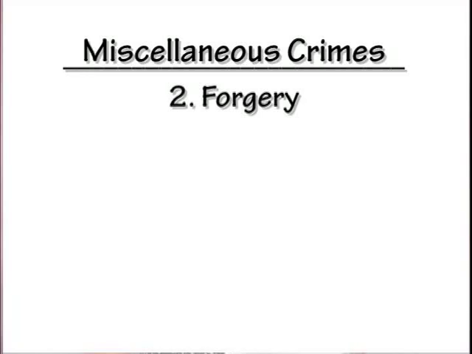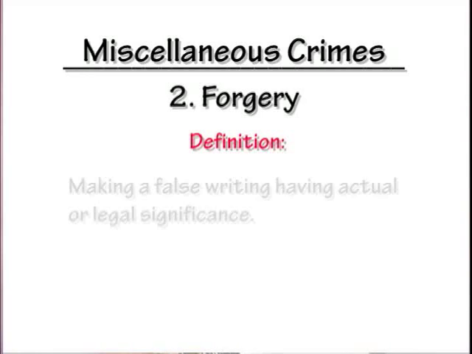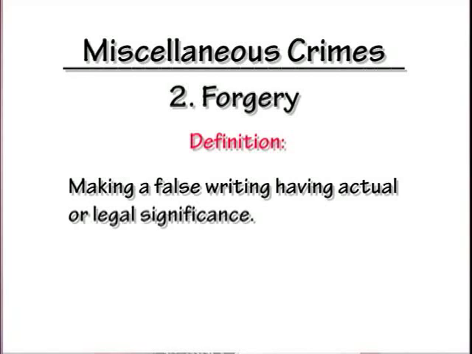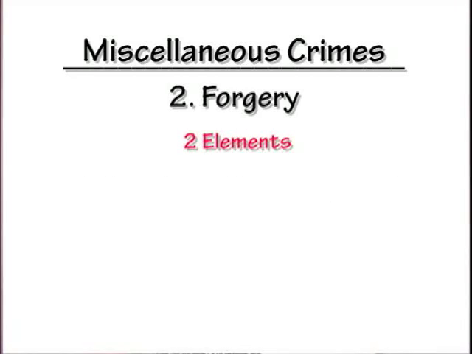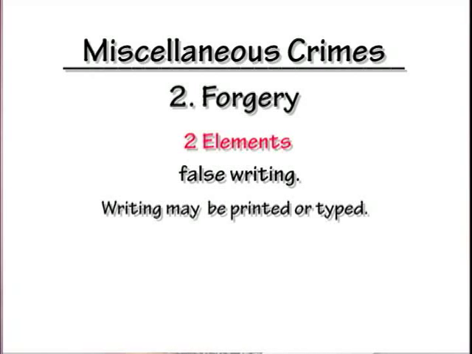Number 2, forgery. The definition is the making of a false writing having actual or apparent legal significance. So there are 2 elements. There has to be a false writing, and the writing can be printing also, typed or developed on a computer. And number 2, it has to have legal significance, like forging documents, a passport, or a birth certificate, for example.